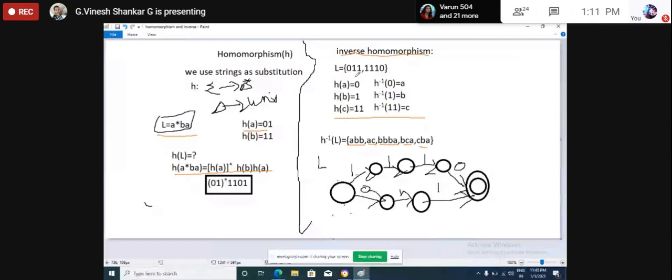So this is your H inverse of language. So the language is this one: L is equal to H inverse of L. You can take some examples like this and you can prove it. I hope it is clear or not. Everyone, please respond.